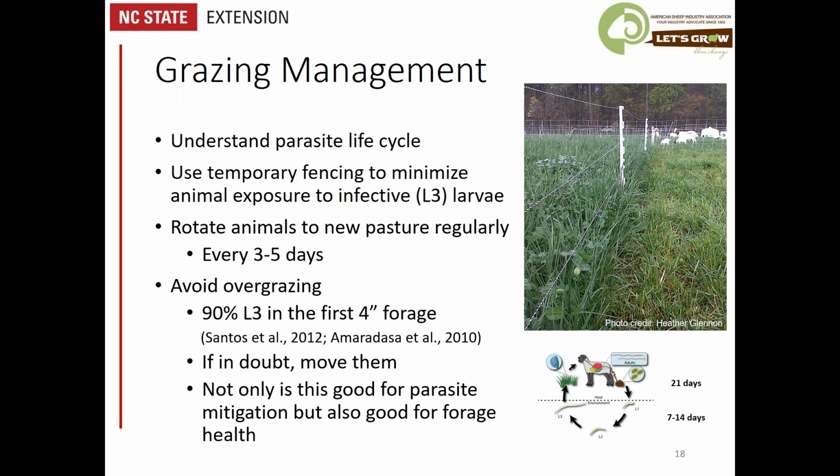Not only is this good for parasite mitigation and avoiding exposure to the infective larvae, it's also good from a forage health standpoint. We think about a lot of our cool season forages like fescue that we have a lot of down here. The minimum grazing height, stop grazing height on fescue is about 4 inches. To keep that forage healthy and growing and well established, we don't want to graze that closer than 4 inches anyway. And so not only is it good for the grass, but it's also good for parasite management.